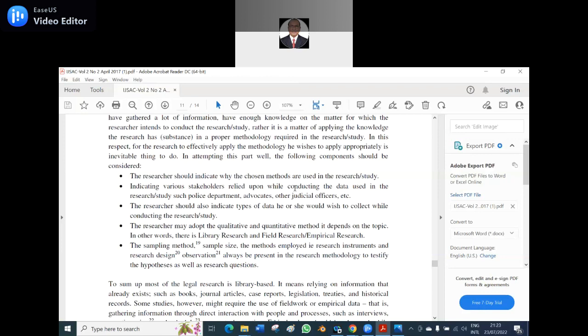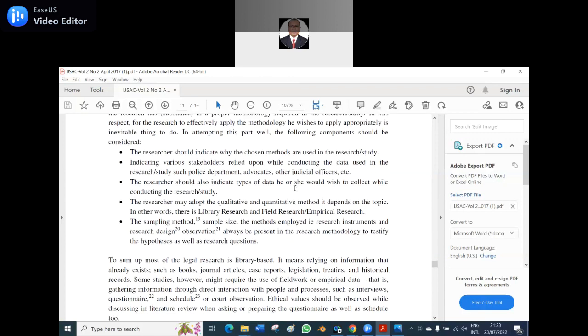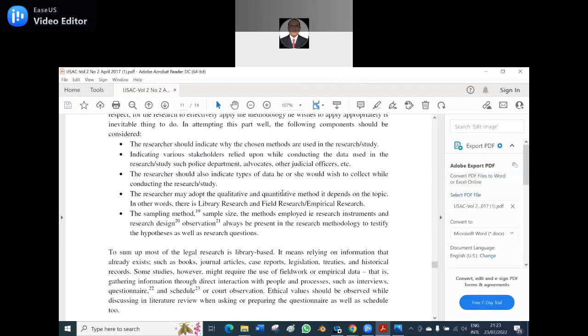The second one is indicating the various stakeholders relied upon while collecting the data used in the research studies, such as the police department, advocates, and other judicial officers, who are very useful. The third one is that the researcher should also indicate the type of data he or she wishes to collect while conducting the research study, how he will collect the data and how he can manage it. These things should come into the picture.